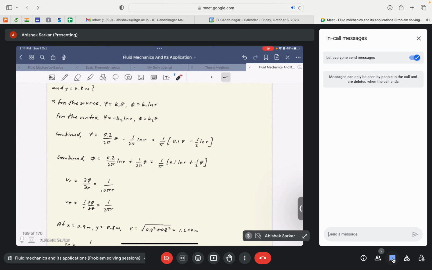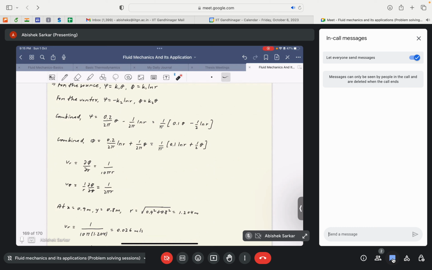Then we need to find the velocity components. So Vr is given by dou phi by dou r. So just use this expression. So dou phi by dou r will give us Vr is equal to 0.2 by 2 pi r, okay, 1 by 10 pi r, and V theta is given by again 1 by r dou phi by dou theta. You can use either one of them, but phi is simple. I used phi here. So V theta is equal to 1 by 2 pi r.